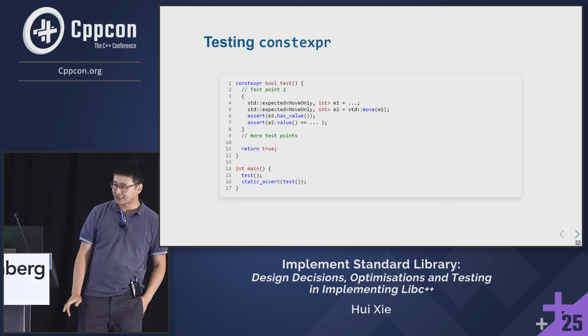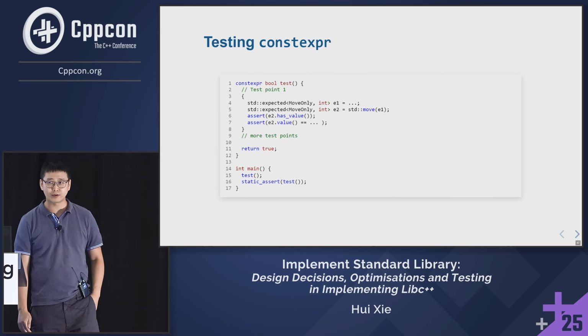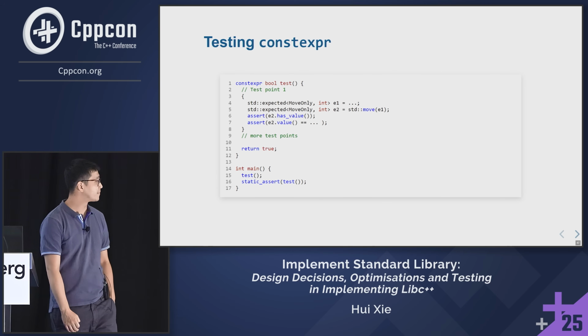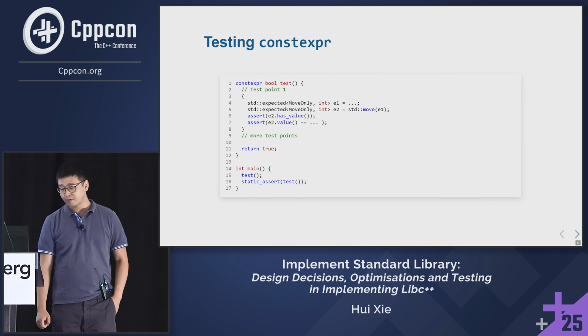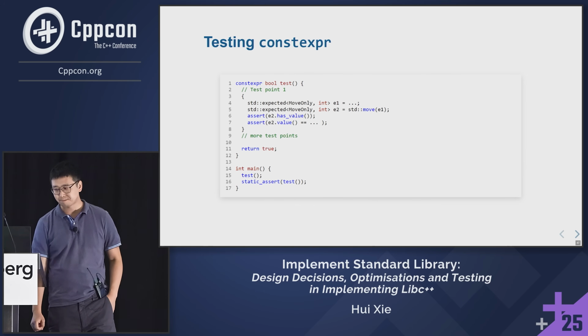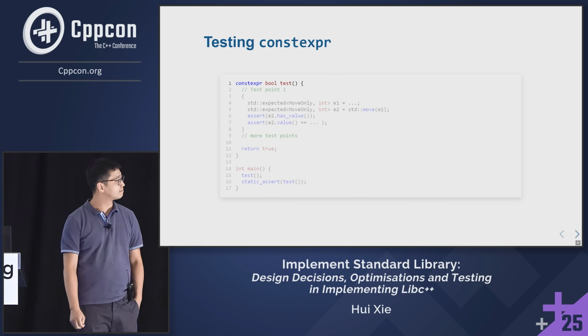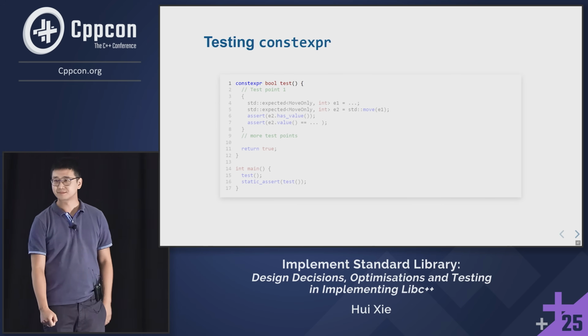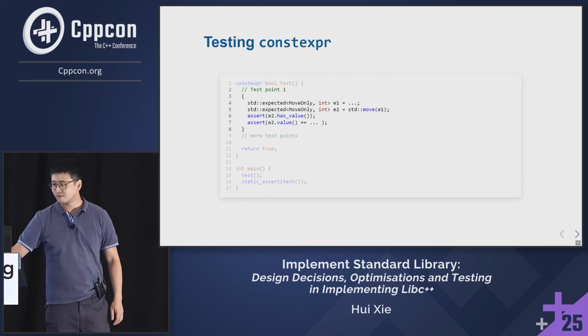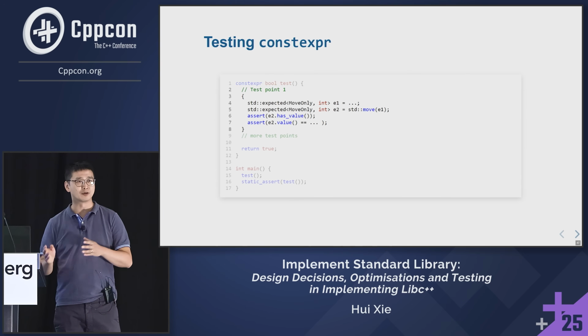I'm going to show you the first example about how we test const_exp. The way we write tests for const_exp is very simple. We just write a const_exp function which returns a Boolean, and we're going to just write our normal test points.